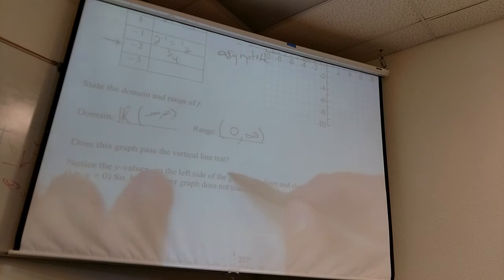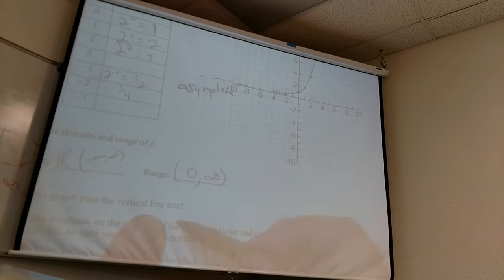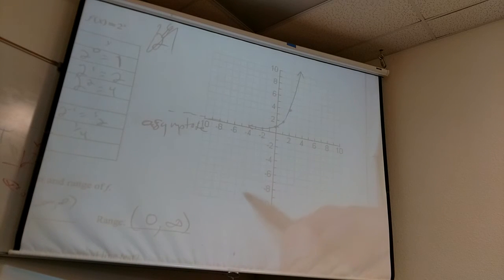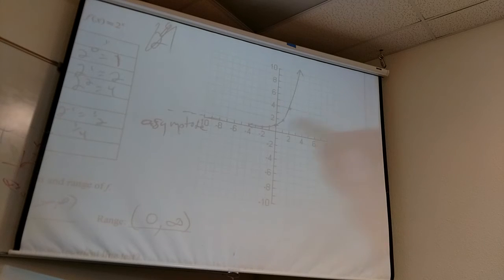Does it pass the vertical line test? Of course it does. Does it pass the horizontal line test? It does, totally. This keeps going down, and this keeps going up. So every horizontal line will go through only once. Therefore, this function has an inverse. I like it. In fact, I could graph that inverse on this graph.